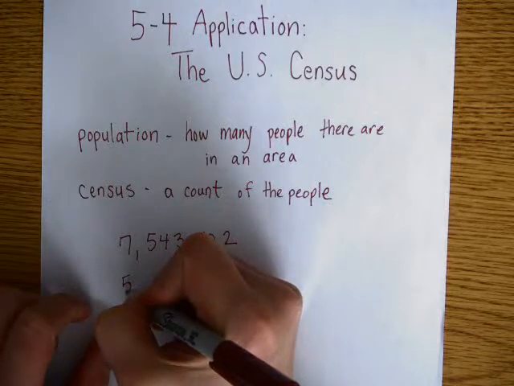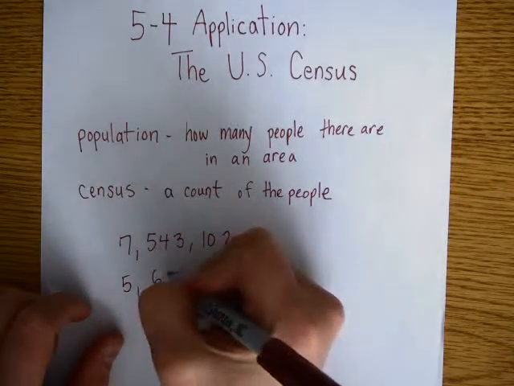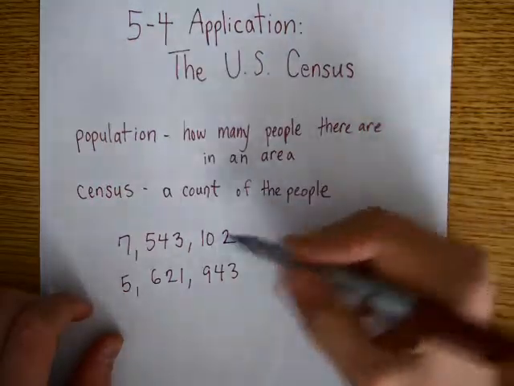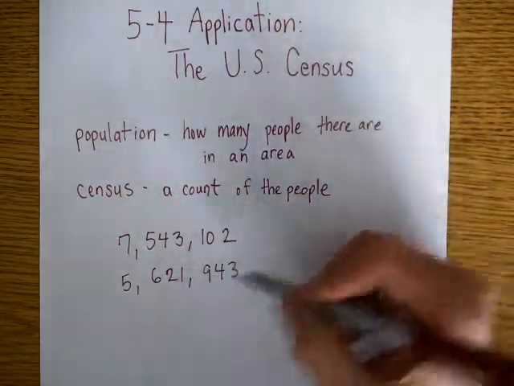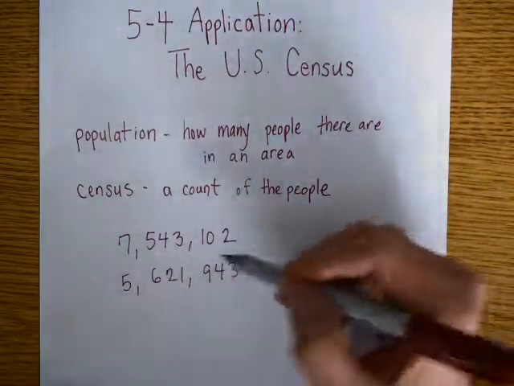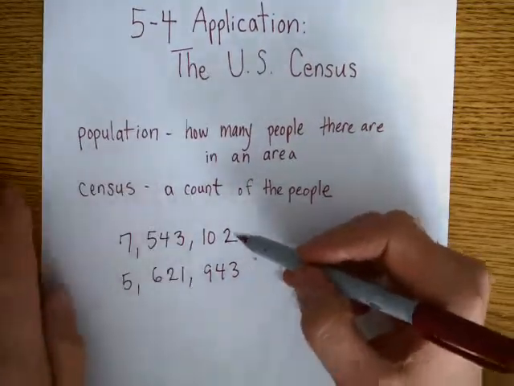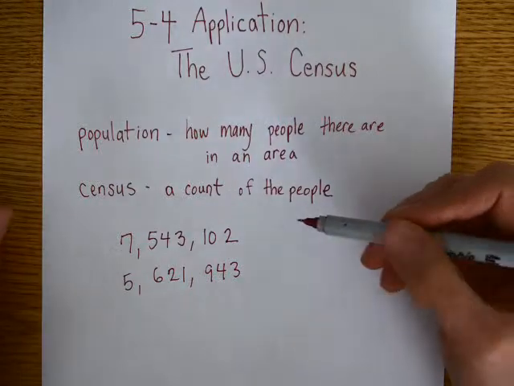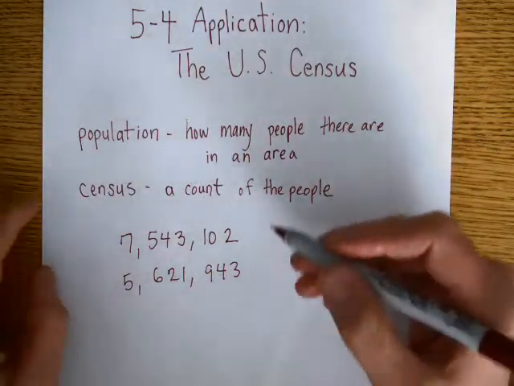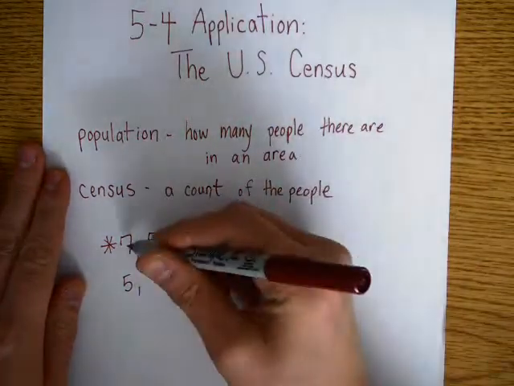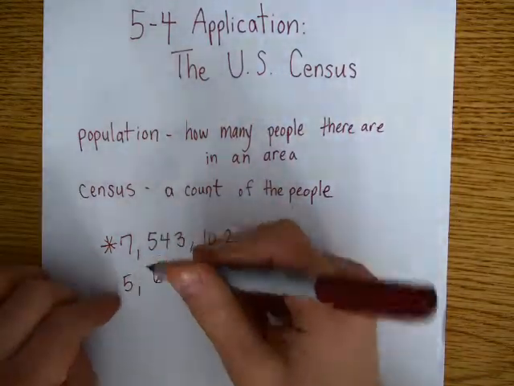We want kids to be able to read 5,621,943. So let's just say we have these two numbers. We want them to be able to read anything up to 7 digits, 6 digits, 5 digits, any of those. And we want them to be able to compare and put them in order. We want kids to know that this one is bigger than this one. So 7 million is certainly greater than 5 million.